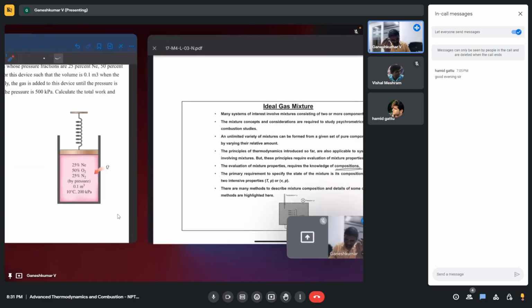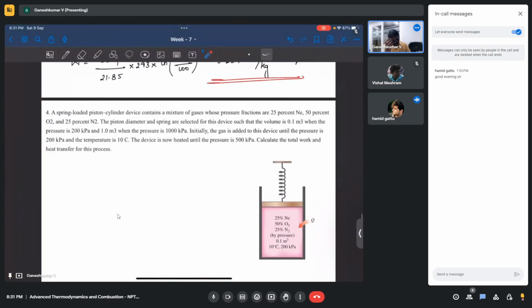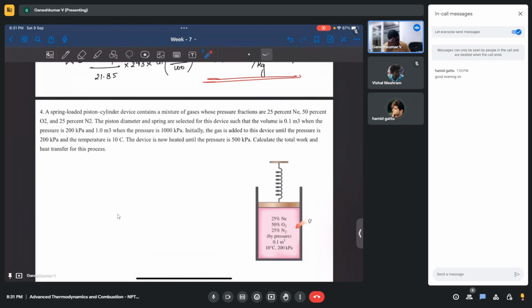So if that is the case, then this pressure fraction should be the same as partial pressures, right? You add all the pressures, you will get the final pressure. Basically, this pressure fraction is nothing but partial pressure. Sir, it is summing up to 100%. So it is the same as partial pressures, true.